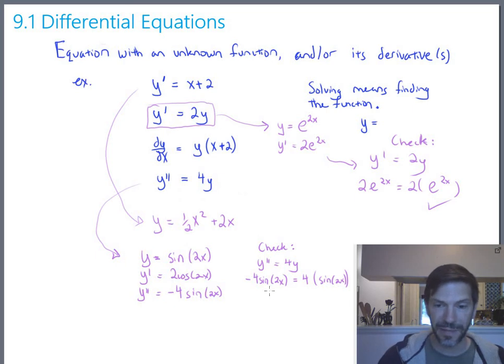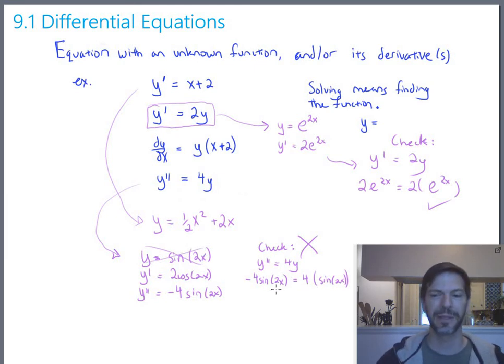And notice this time I was close, but not quite. These two things are not equal to each other, right? There's a pesky negative sign in here that I needed to get rid of. So this check actually does not work, and this is not a solution to the original differential equation. I feel like we got pretty close, just that negative sign.